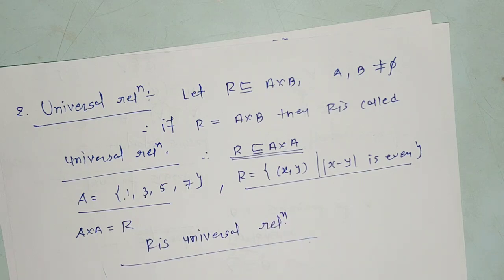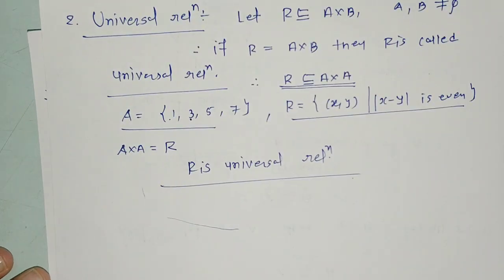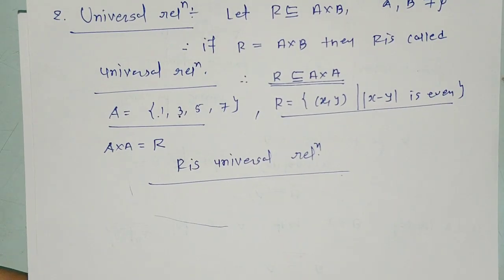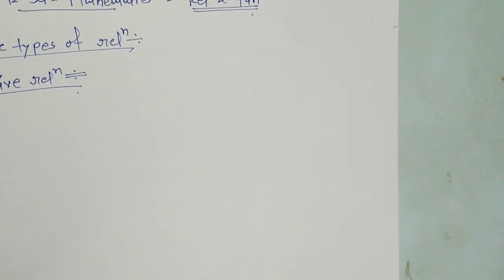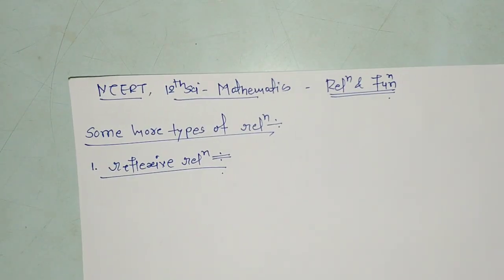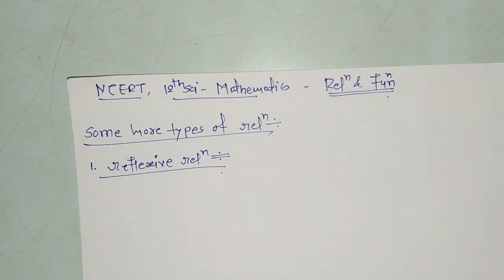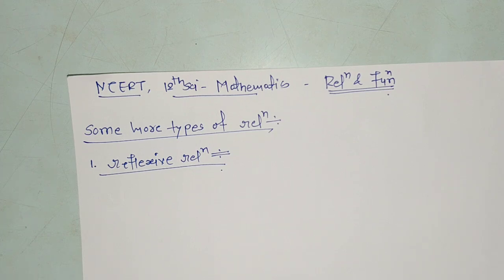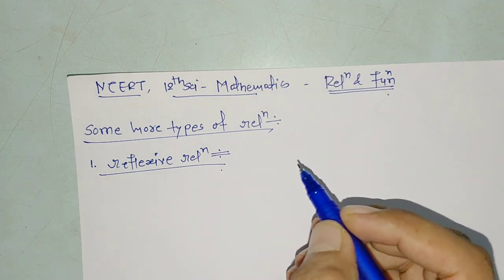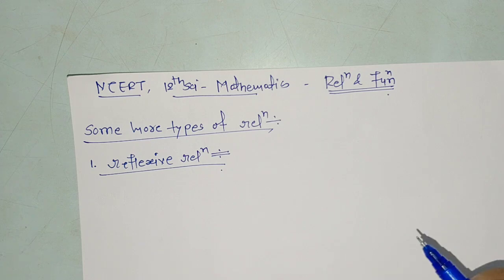I think the definition of universal relation is clear to you now. Let's approach the next type of relation, that is reflexive relation. Now we are approaching the 12th science mathematics. We already studied relations in 11th science, so for the 12th science, this is the first new definition to you: reflexive relation. Let's define it first and then take one example to understand it.